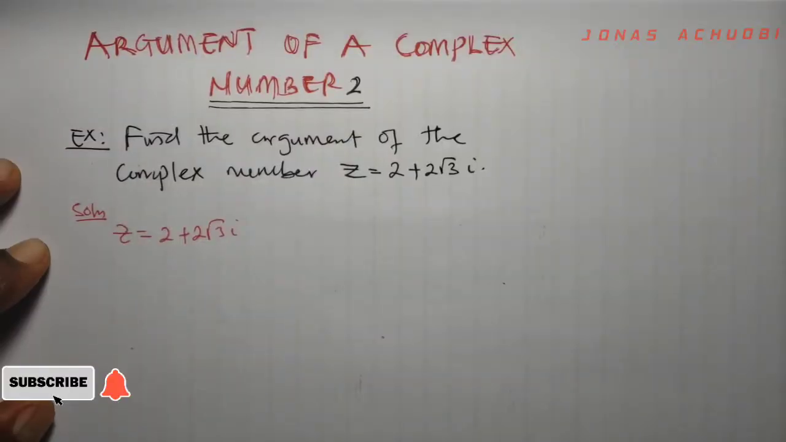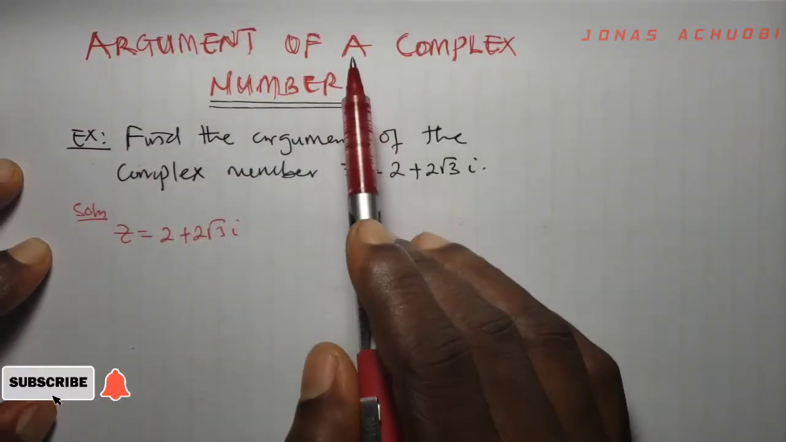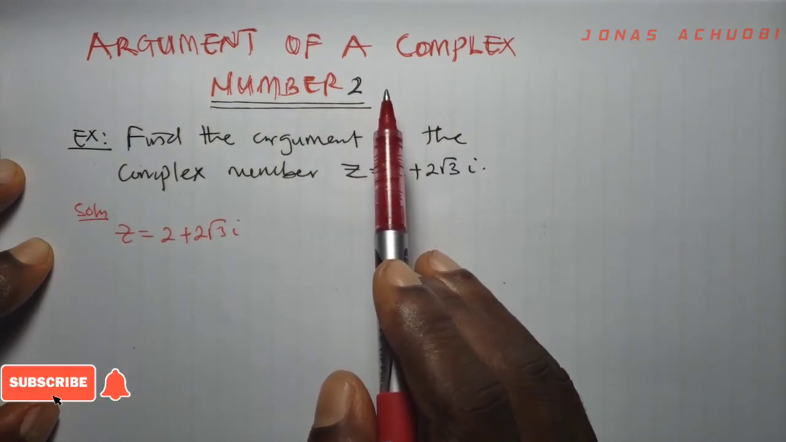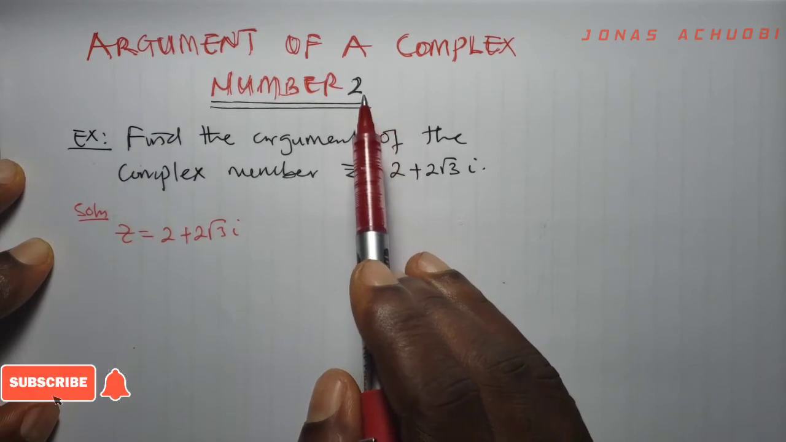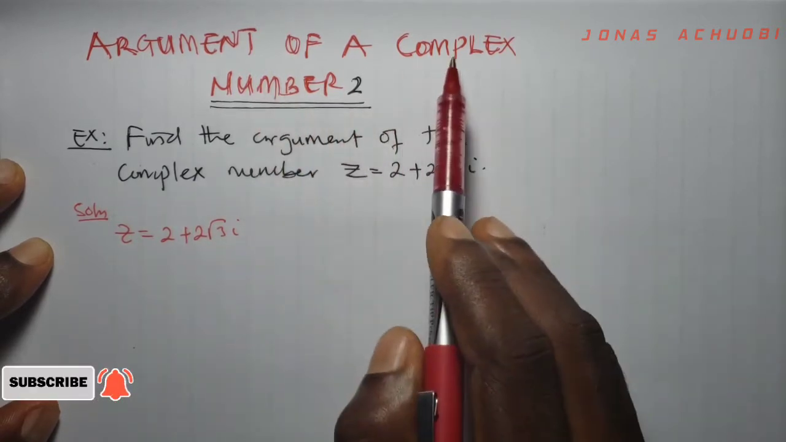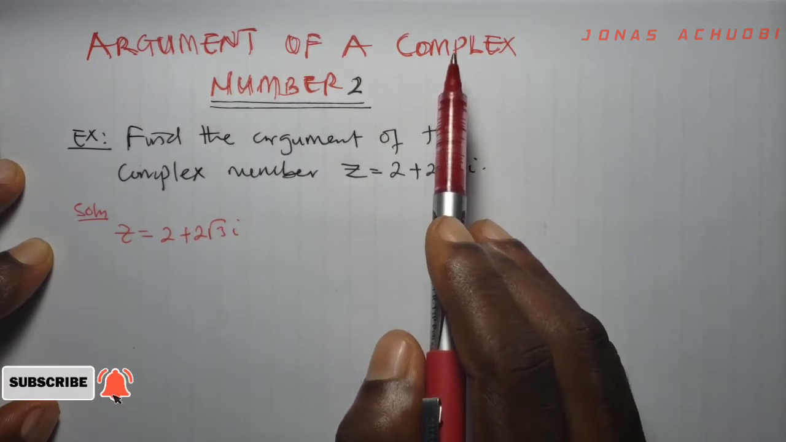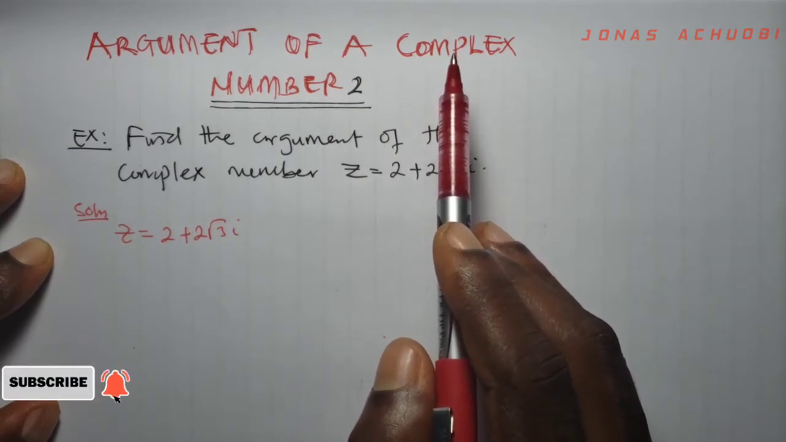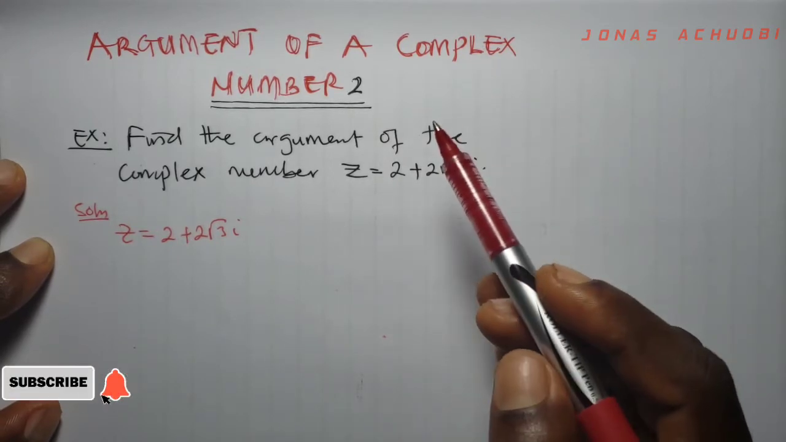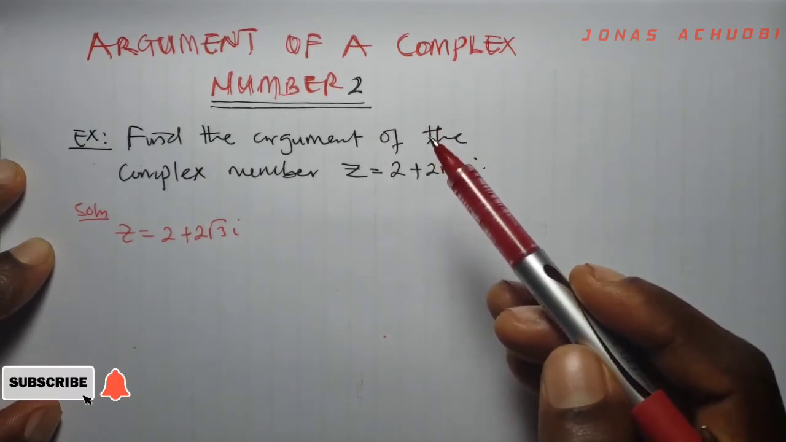Hello, welcome to today's lesson on argument of a complex number, part 2. In our last video, we treated part 1 of this topic, where we defined an argument of a complex number as the angle which a complex number makes with the positive real axis. So, check the description below for the link to the video of part 1.